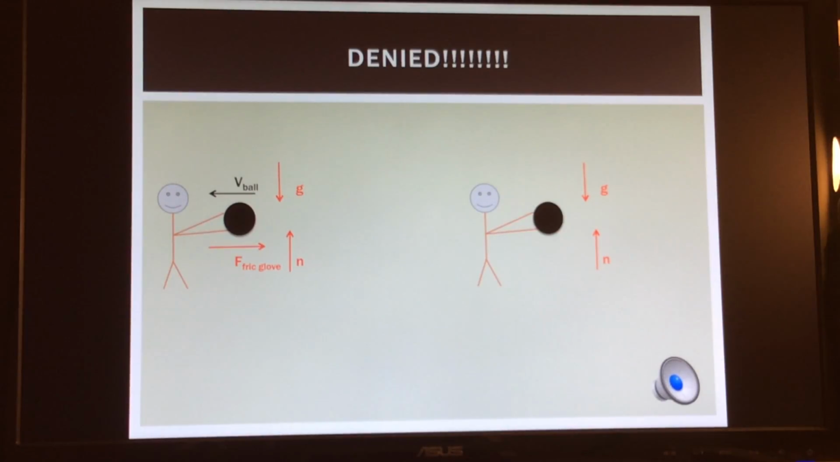In the second stick figure, we can see that this is where the ball has completely stopped and is just sitting in his hands. The only forces acting on the ball are the force of gravity and the normal force, which is applied by his hands.